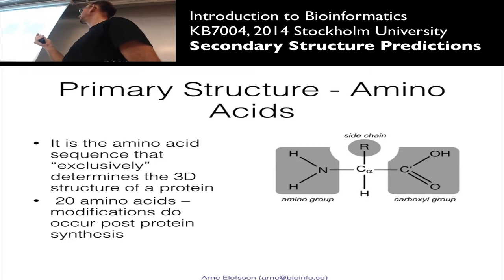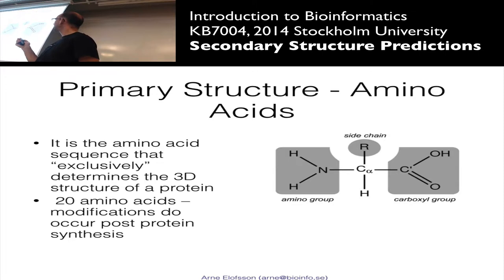So you normally have 20 amino acids in the nucleus. You have a couple of variations, like selenium and things like that, but you normally have 20. There are also some modifications that occur post-synthesis. There are several modifications that happen. You can add glycosylation groups, phosphorylation, etc. So anything can happen, but in general, there are 20 amino acids.